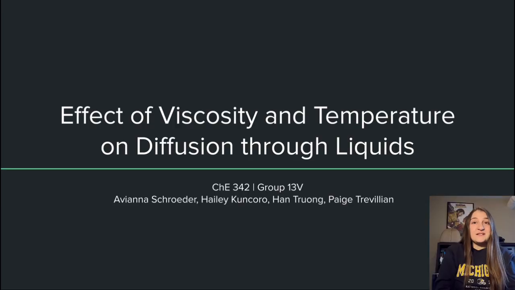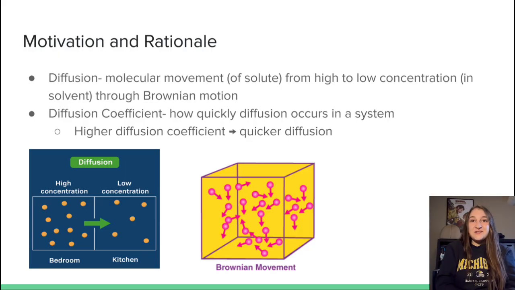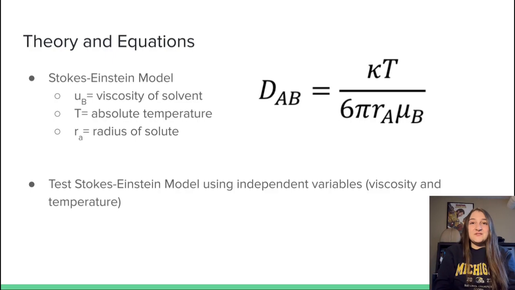And this is our project, Effect of Viscosity and Temperature on Diffusion through Different Liquids. Diffusion is the movement of molecules of a solute from a region of high concentration to a region of low concentration in a solvent. This is done through Brownian motion, which is the random movement of molecules within a system. Diffusion is measured through a diffusion coefficient. The higher the diffusion coefficient, the faster the rate of the diffusion, which means the solute diffuses through the solvent faster. One way to figure out the diffusion coefficient of a liquid is to use the Stokes-Einstein equation.